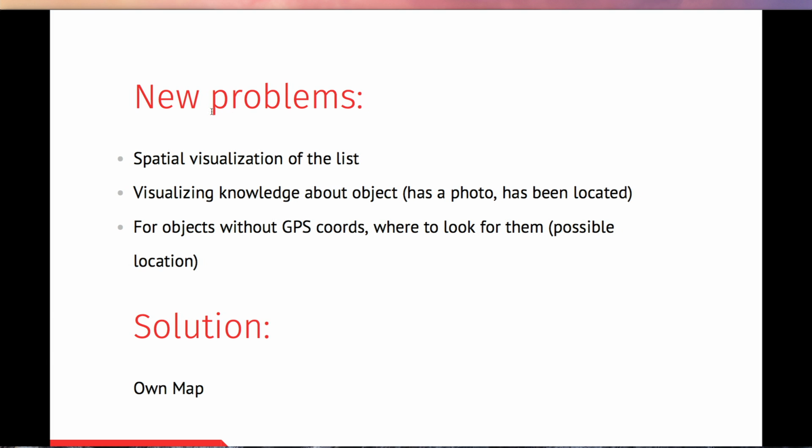So I was thinking, okay, this is a good source of data, but I would like to visualize it somehow on the map. I also wanted to use the information on what data are actually provided on the Wikipedia page. And also I was interested in where to look for the object if no one provides any GPS coordinates. So the solution was to build my own map.